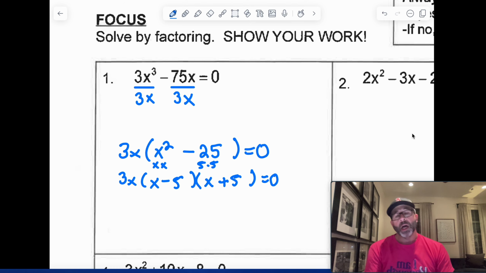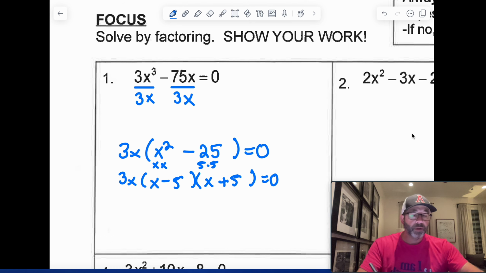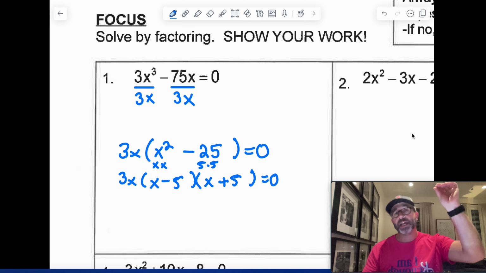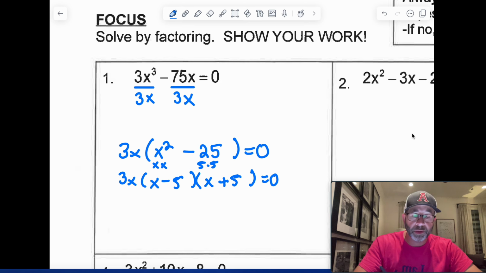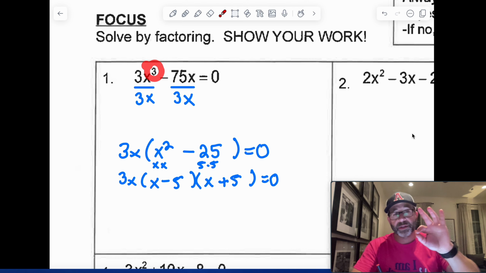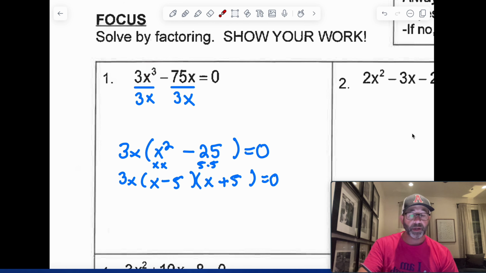When we look at this, something important for you to recognize and remember is that the degree, the highest exponent, tells you how many answers there are supposed to be in this problem. And if you look at this, there's a 3 right here. That tells us that there's going to be 3 different answers for this problem alone.